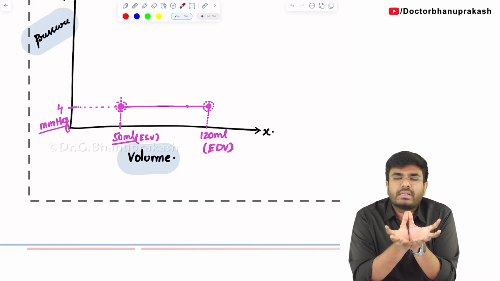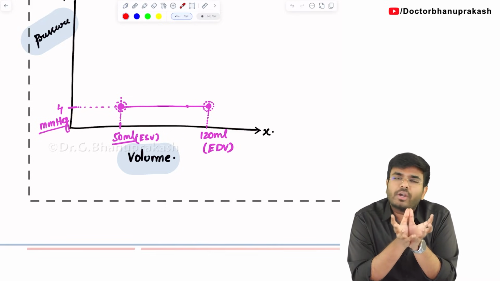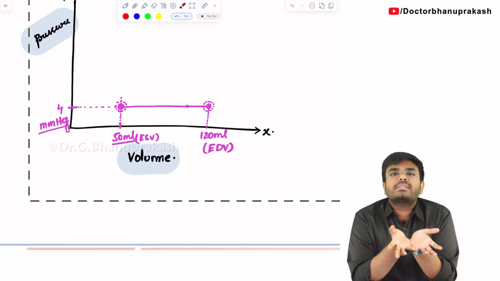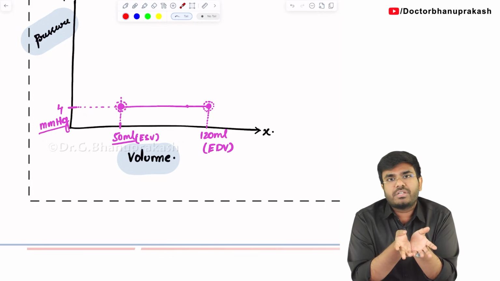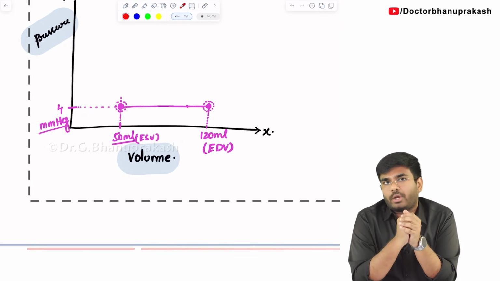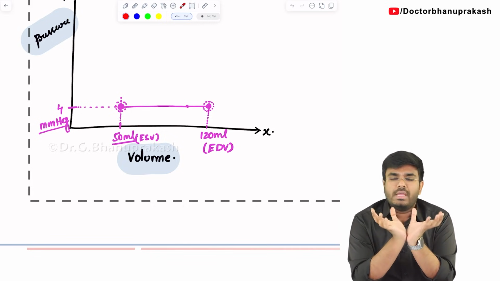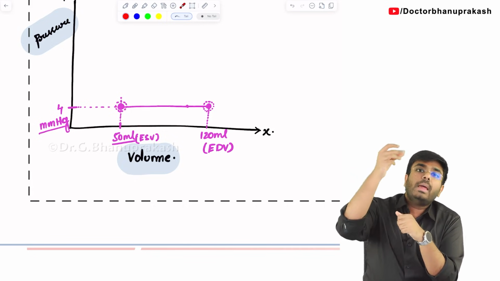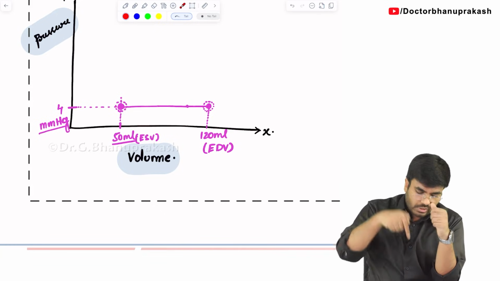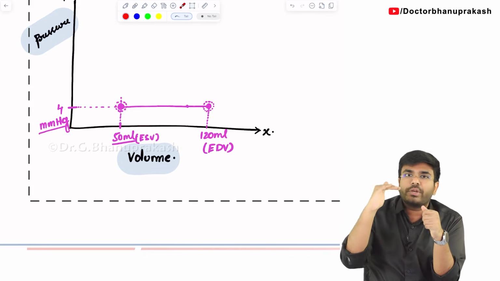What is the function of this ventricle? It has to contract. So what is this phase called? Isovolumetric contraction. In the beginning of isovolumetric contraction, which valves are going to close? The mitral valve will close because this is the left side of the heart.